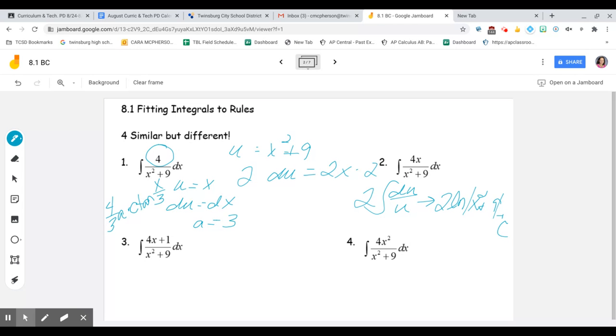Then you get to the third one, and the third one is kind of like a combo one. It's a little bit like what we just did.